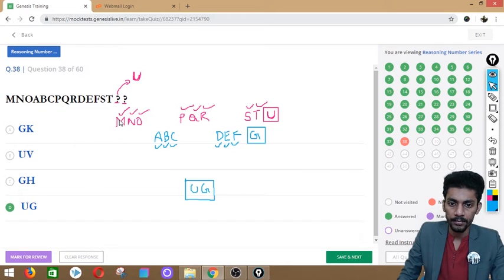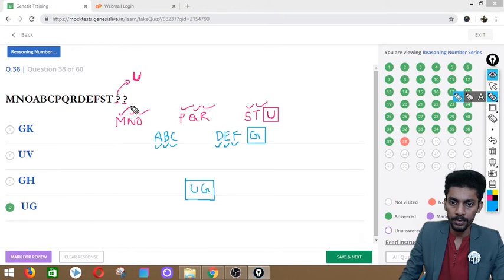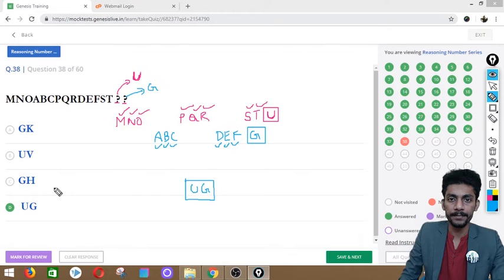What they have done is they have written alternating forms: M N O P Q R S T U A B C D E F G. So we need only two terms. One term is U, the other term is G. U G is the answer. That is option D. Clear? We'll go for the next one.